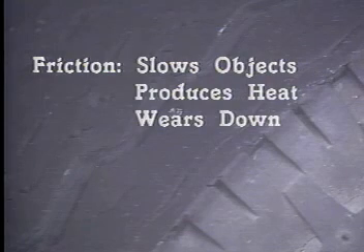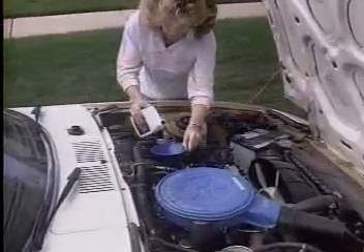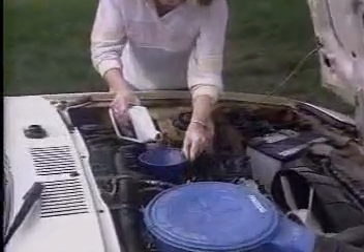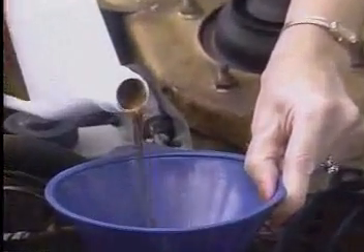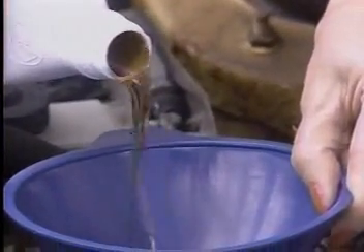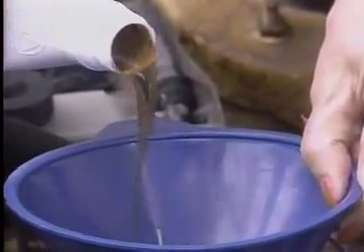So friction slows an object until it stops, produces heat, and wears the object down. To avoid friction, we use lubricants such as engine oil to make the engine surfaces slide easily past each other and cut down on heat and wear from friction.